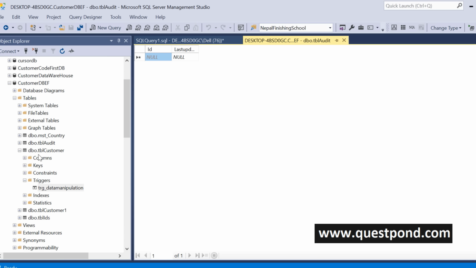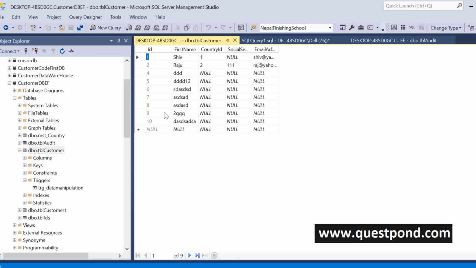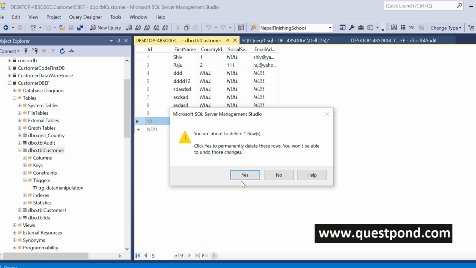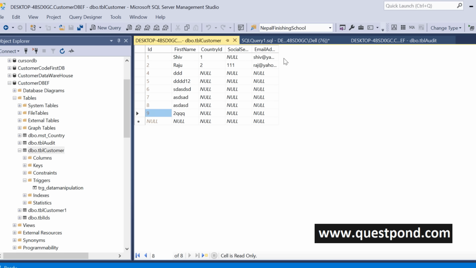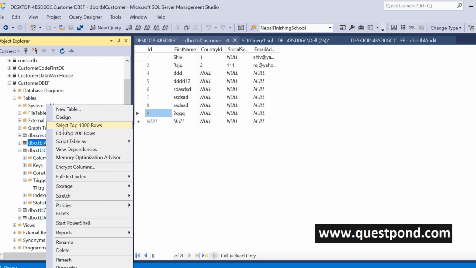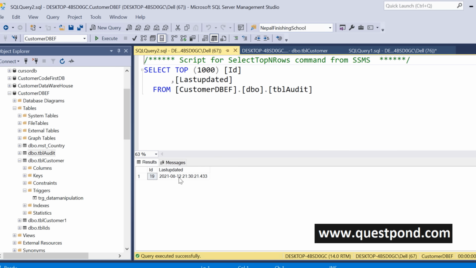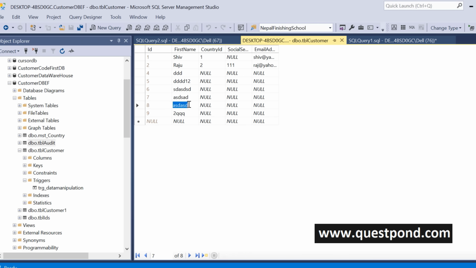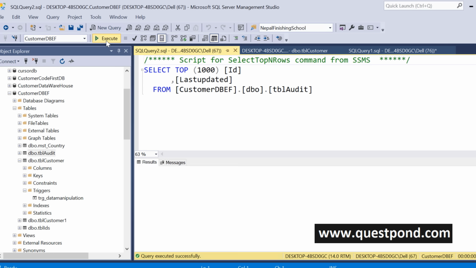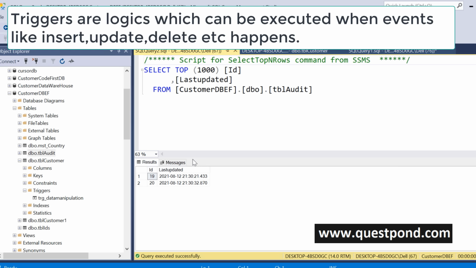Now if you go to this TBL customer, and let us say I go and delete something, I delete this thing out here. At the back end, the trigger would have fired. So if I go to my audit table, it will show me the last updated time. If I go and modify something like this, again it will make an entry over here. You can see again an entry is made here.